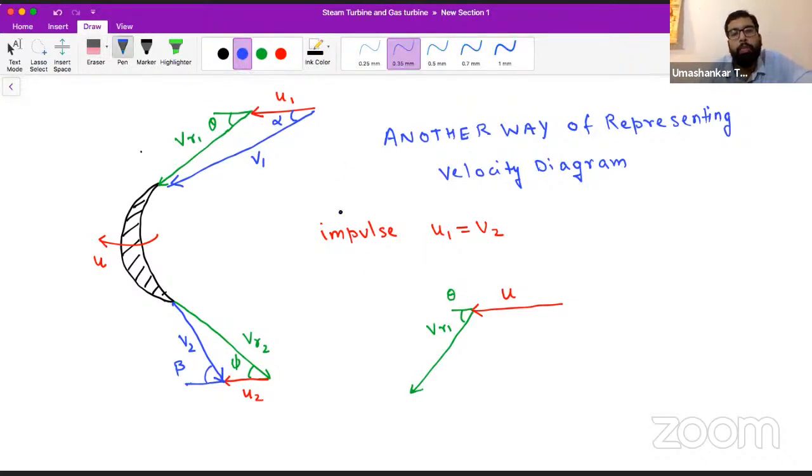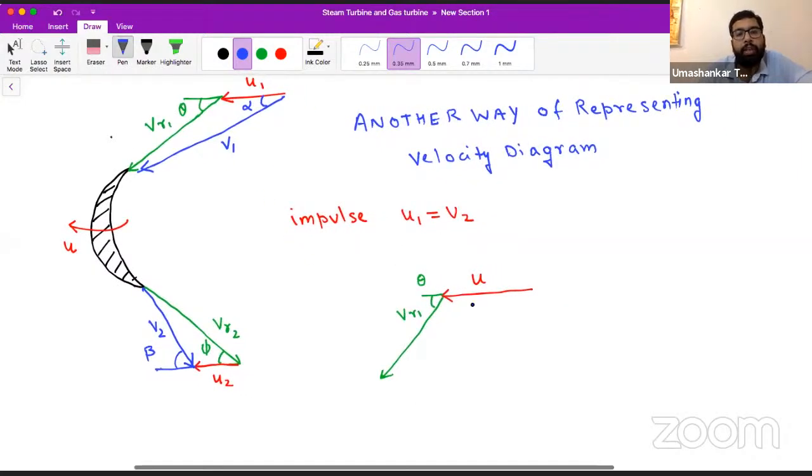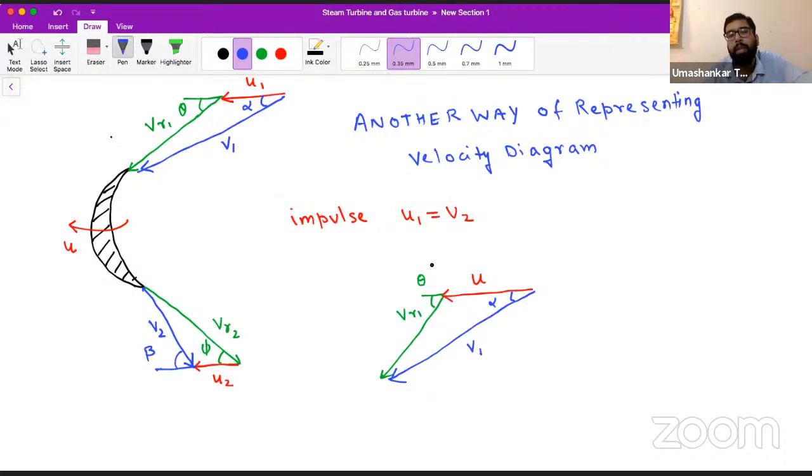Now if I transfer this blue line here, this V1 in this diagram, we may draw it like this. So this is V1 at an angle of alpha. I have done nothing, I have just transferred this from here to this representation. Got my point or not? Yes or no?